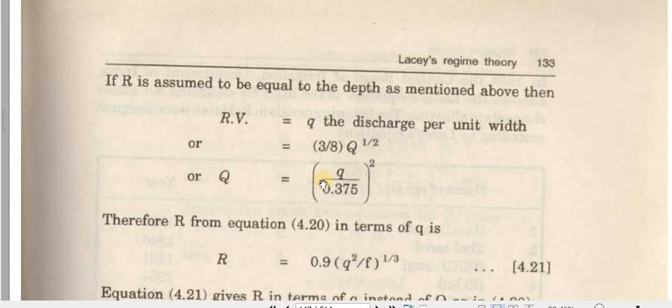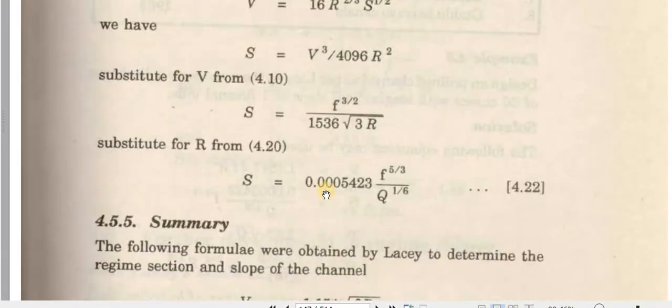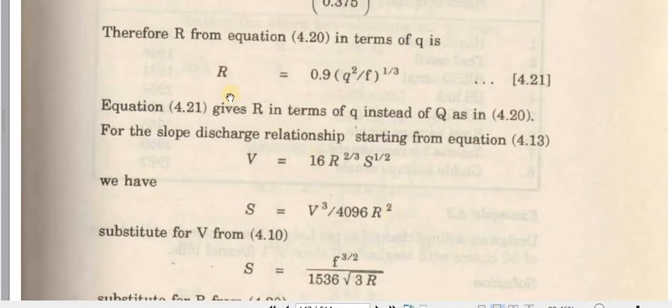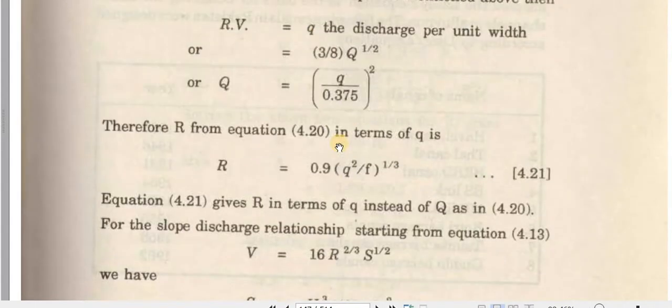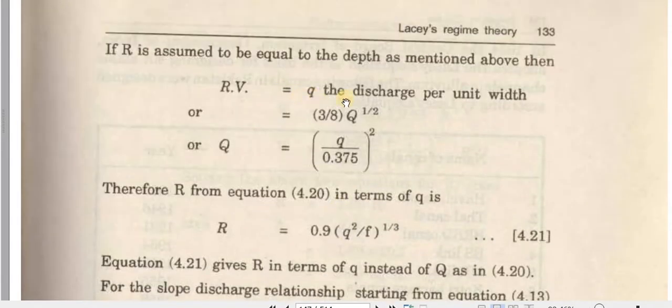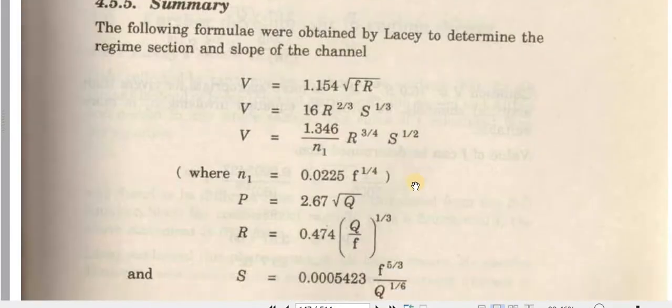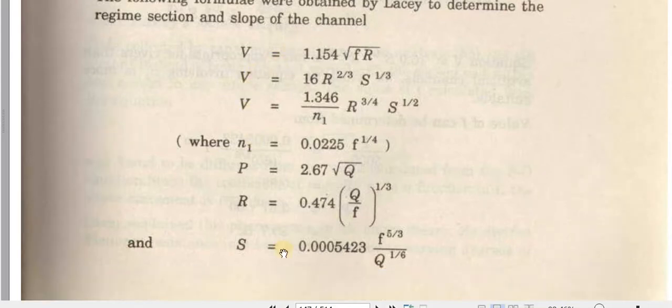And further equations are like equation number 4.22, the equation of slope with F and Q, and equation of R with Q square and F. Small q means discharge per unit river width. So in summary, these are the equations which we can use, which are under the Lacy regime theories. So these equations we can use in our practical example.